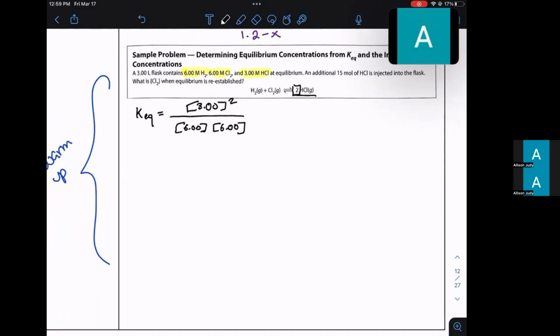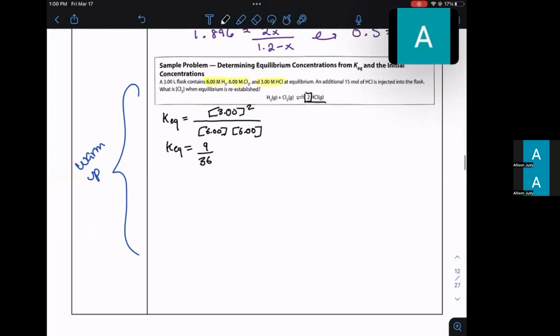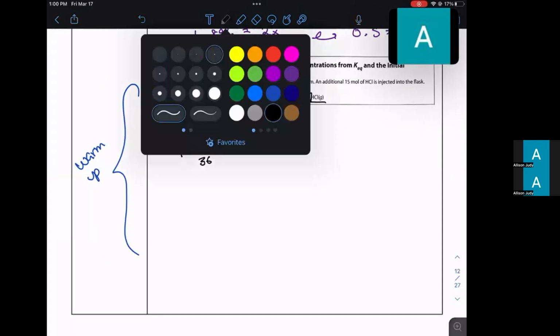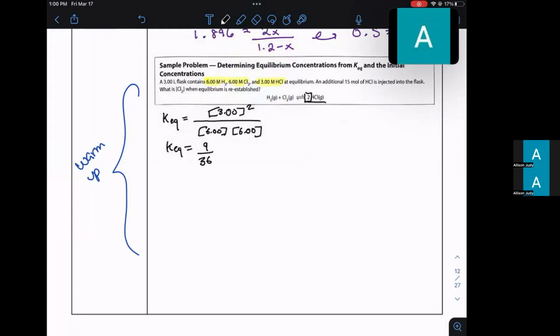Let's give us, looks like 9 over 36, not 16, 36. I can do multiplication. So that would be how you calculate the KEQ. It's not exactly necessary for this problem, but it's good to understand how to do it that way.